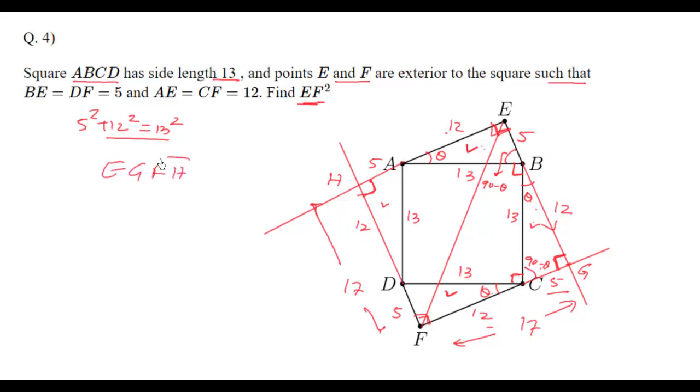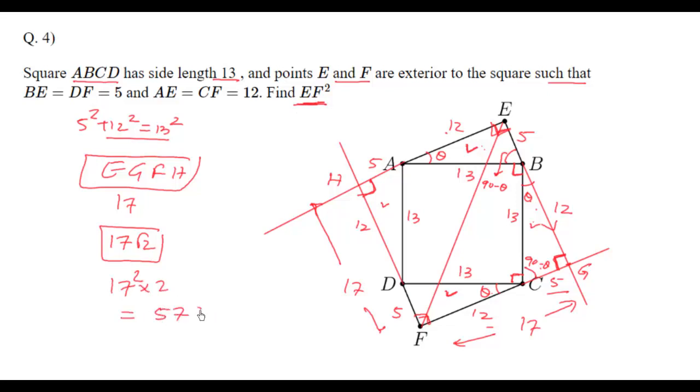EGFH, this also forms a square wherein FE or EF is nothing but the diagonal of this square. The side of the square is 17. So the diagonal will become 17 root 2, correct? We need to find the square of it. So obviously 17 square into 2 we have to find. On calculation, I'll be getting it as 578. So this will become the answer.